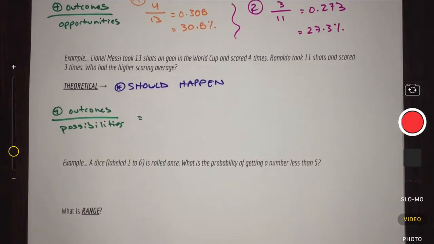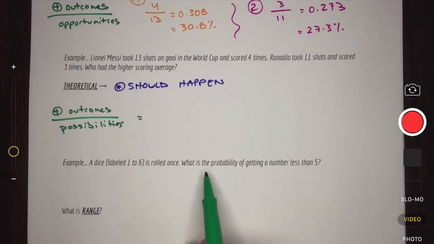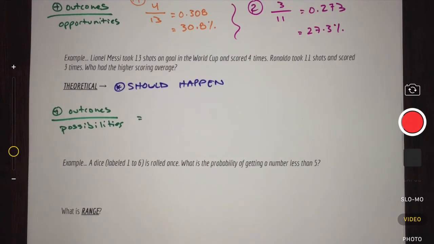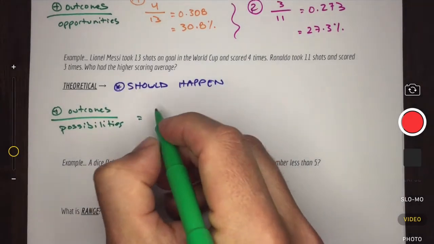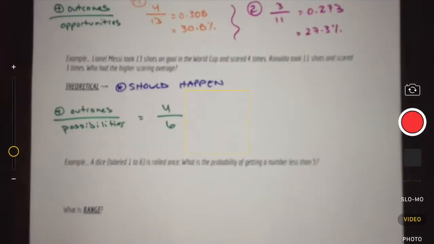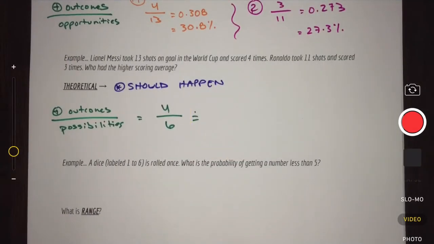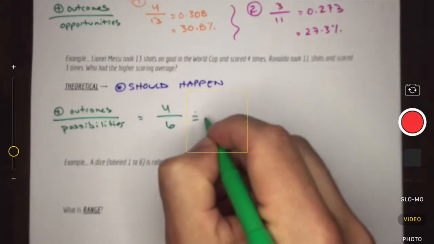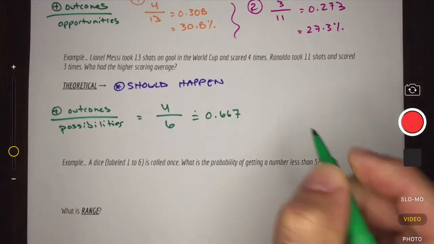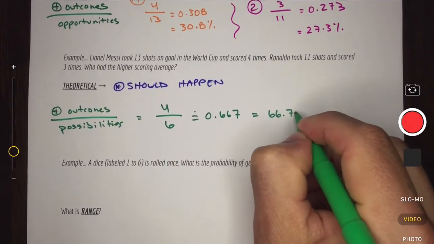So in this particular case, if we're talking about a regular die that's labeled 1 to 6 and is rolled once, what is the probability of getting a number less than 5? So you have to think to yourself, I have the numbers 1, 2, 3, and 4. So I have 4 positive outcomes because it has to be less than 5, out of 6 total possibilities, because my die is labeled from 1 to 6. When I turn that into a decimal and do a little bit of rounding, I'm going to get 0.667. And when I take that and turn it into a percentage, I'm going to end up with 66.7%.